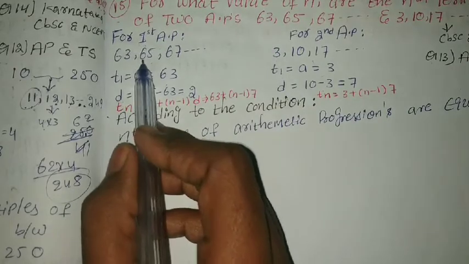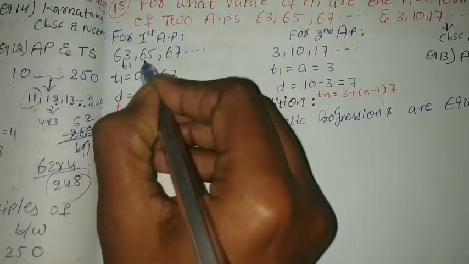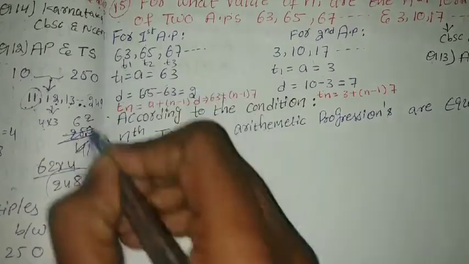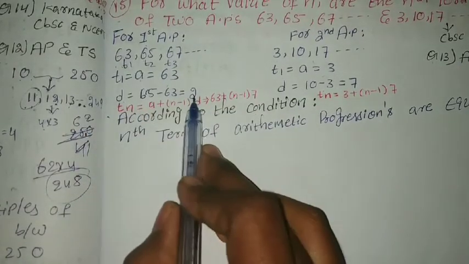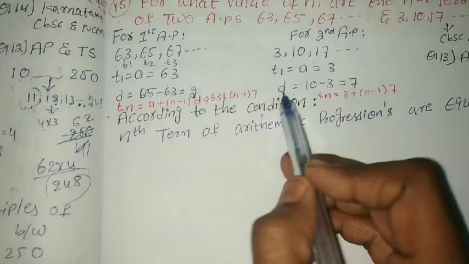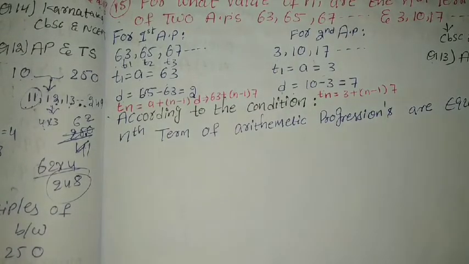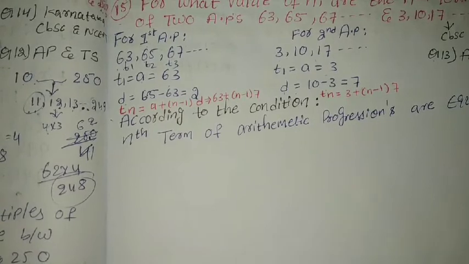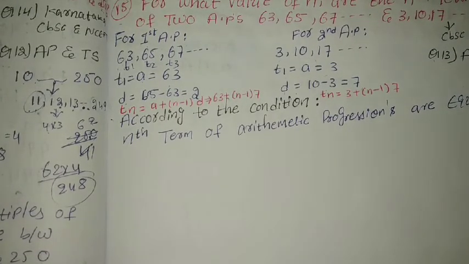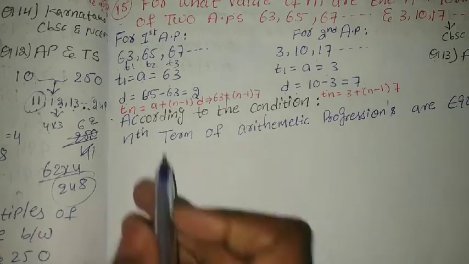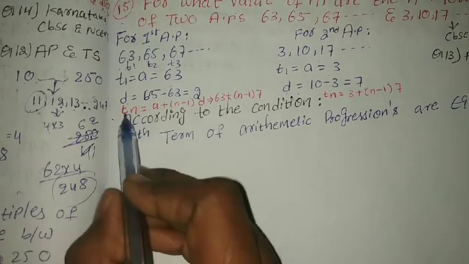What is the common difference? d is equal to T2 minus T1. This is T1, T2, T3. T2 minus T1, that is 65 minus 63, we get 2. And here also 10 minus 3, we get 7. Already you know that. Okay, if you don't know how to find the common difference, please check the introduction part once. Next we need to find the nth term.